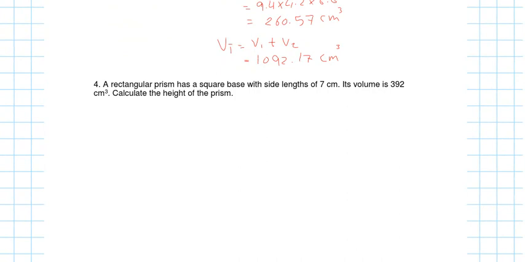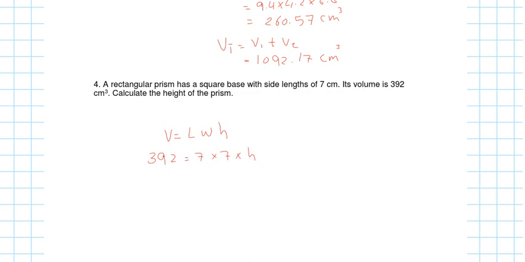Why do I know both the length and the width? Because it says 7 centimeters. But it's a square, right? So a square means they have the same side length. So if you're looking at this, it's a square base. That means my length and my width are the same. So 7 and 7. I'm looking for my height. So the volume is length times width times height. I know the volume, which is 392. I know the length, which is 7. I know the width, which is 7. I am looking for the height.